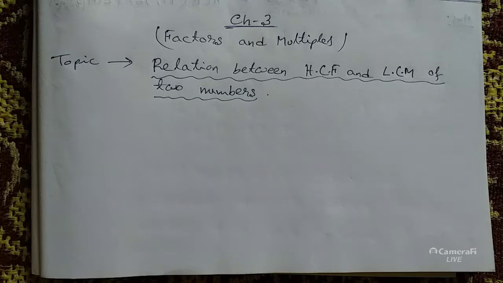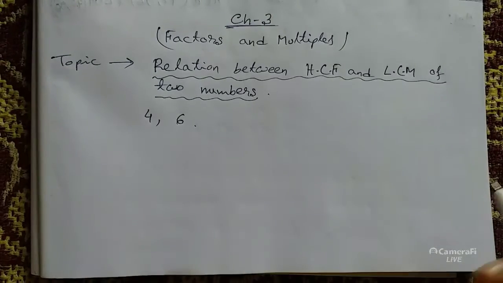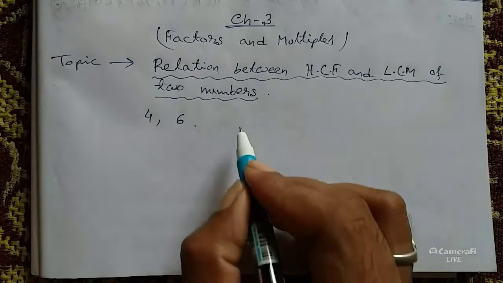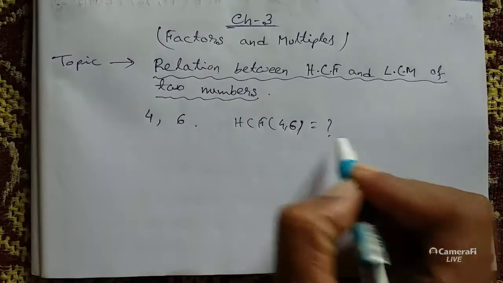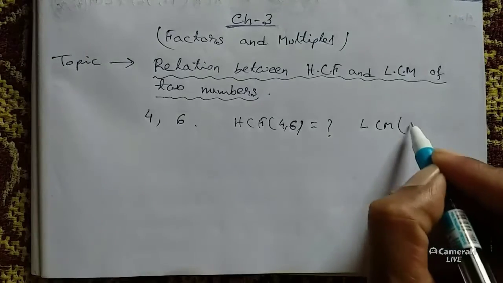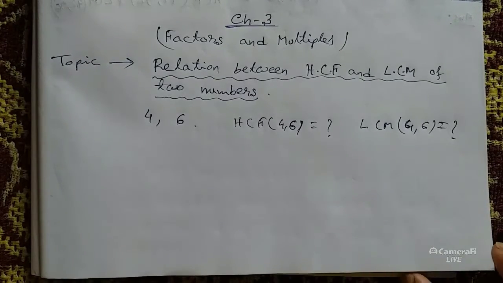Today we will discuss the relation between HCF and LCM of two numbers. To understand this relation, let us take two numbers, suppose 4 and 6. First we will find the HCF of 4 and 6 and also the LCM of 4 and 6. Let us first find these two.